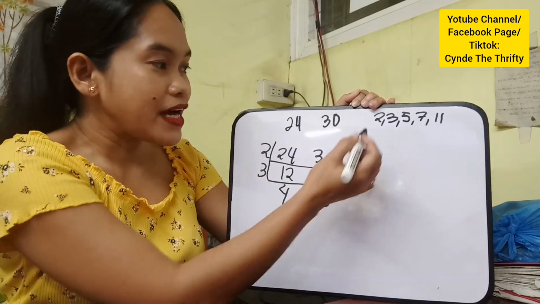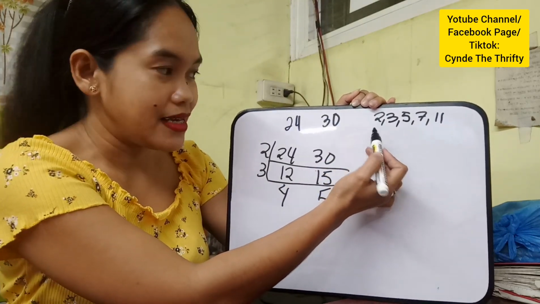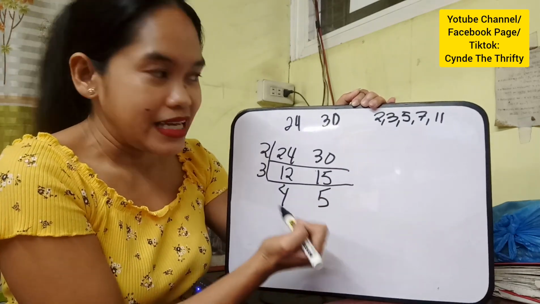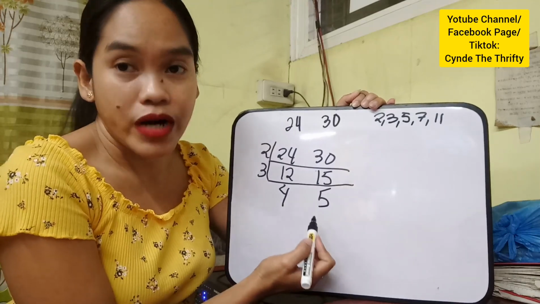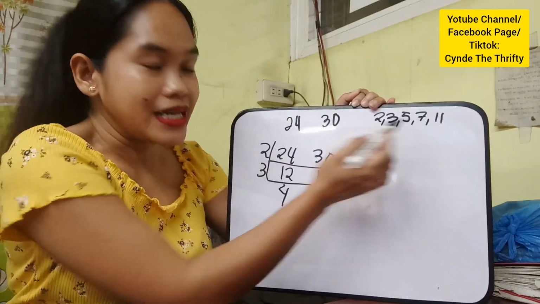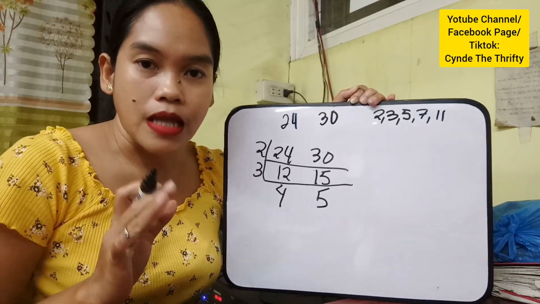Ayan. So, si 4 at 5, pwede bang i-divide natin kay 2? Hindi, kasi si 5 hindi pwedeng ma-divide. Si 3 ba, pwedeng i-divide kay 4 at 5? Hindi rin. Si 5, pwede bang ma-divide kay 4 at 5? Pwede kay 5, hindi pwede kay 4. Si 7, hindi na pwede kasi mas malaki na si 7. So, ibig sabihin, mag-stop na tayo dito.